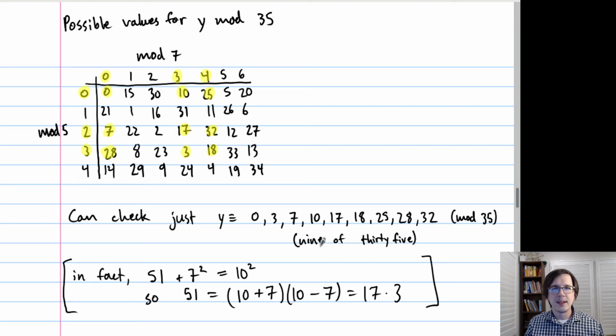I'm not going to go through the effort of testing them all, but it does turn out that 7 is a number that when we square and add it to 51, we get an actual square. And so what that gives us is that 10 plus 7 and 10 minus 7 are factors of the Grothendieck prime.